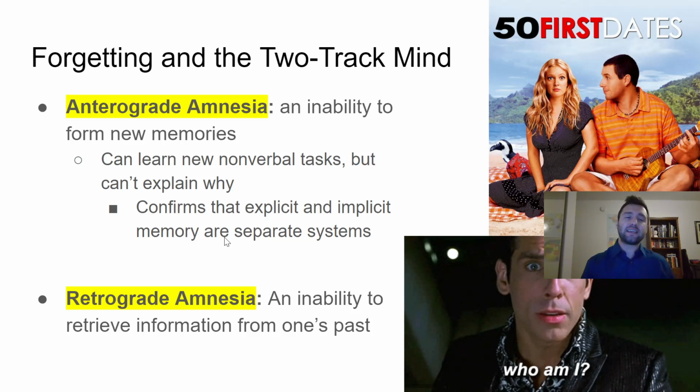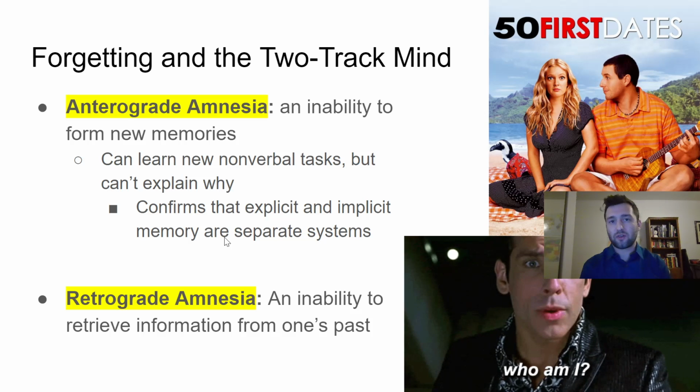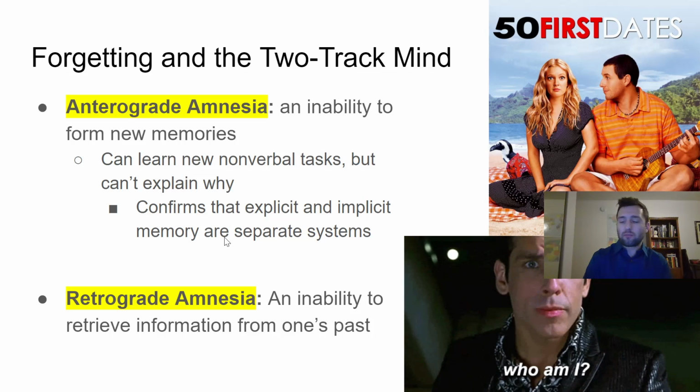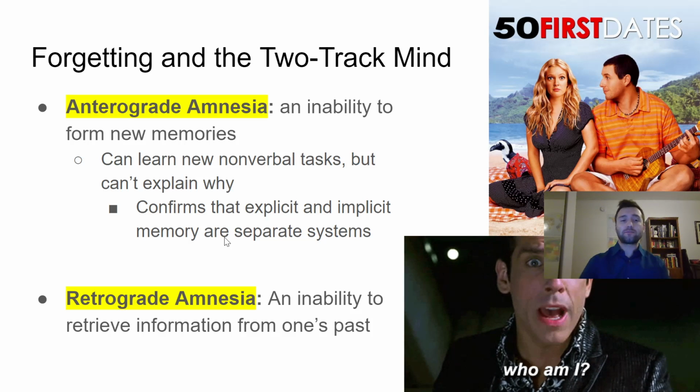Retrograde amnesia is the inability to retrieve information from the past. So generally speaking, there's a certain moment in time where this will start, or a chunk of time specifically in your past that you're missing, that you are unable to retrieve the information from. If you've ever seen any of the Bourne movies, Jason Bourne has retrograde amnesia. So he's still able to learn new things. He's still able to make new memories. He remembers things after a certain point in time, but he's unable to remember things before that chunk of time. Right, so that's the difference.